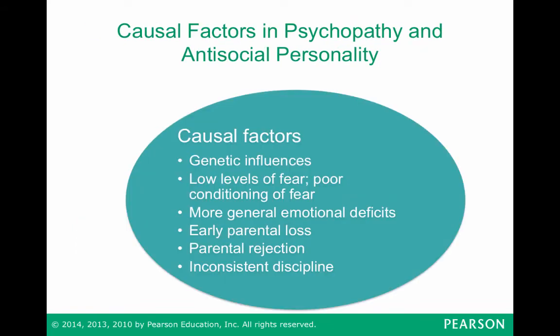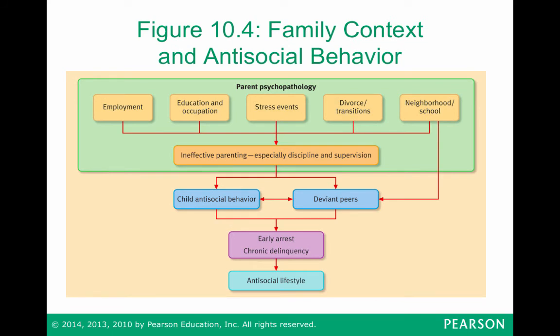Causal factors that have been identified include genetic influences, low levels of fear or poor conditioning of fear, more general emotional deficits, early parental loss, parental rejection, or inconsistent discipline. So if you remember early on when we talked about the diathesis stress model, that some people were born with a predisposition towards something, and then events in their life or the environment that they lived in, kind of the nature versus nurture argument, led to this.